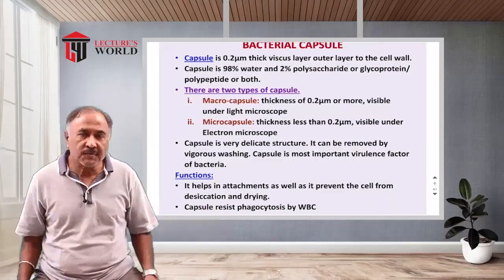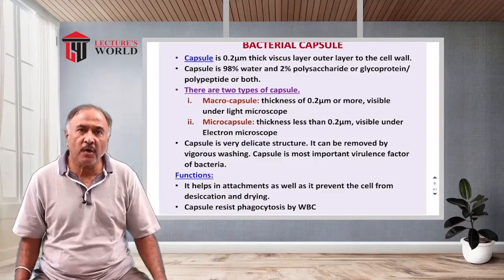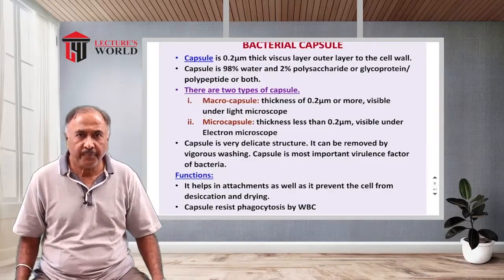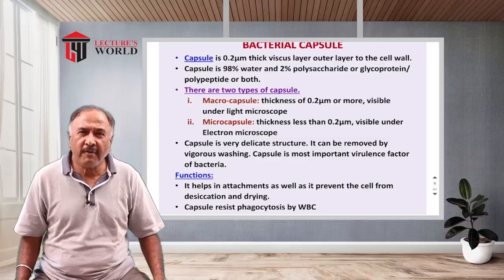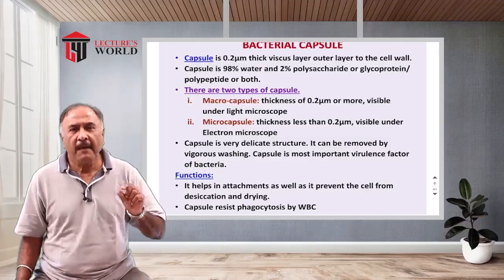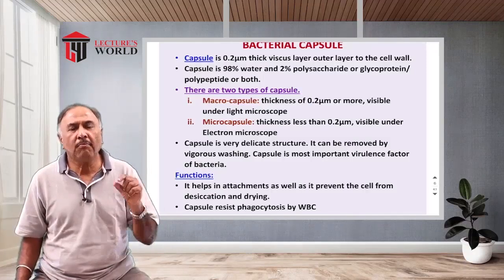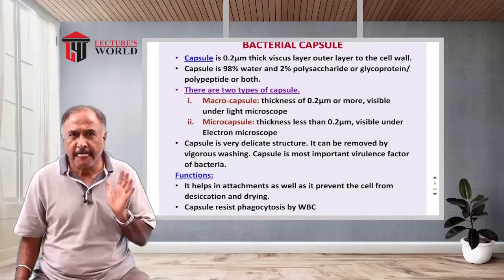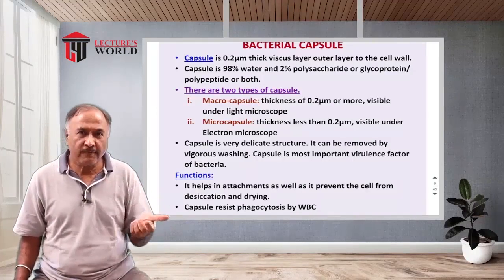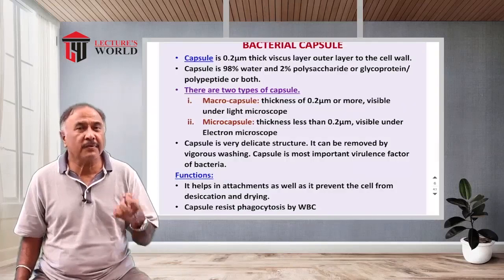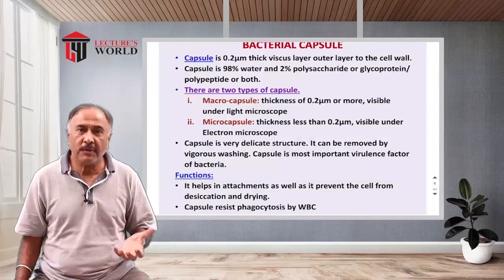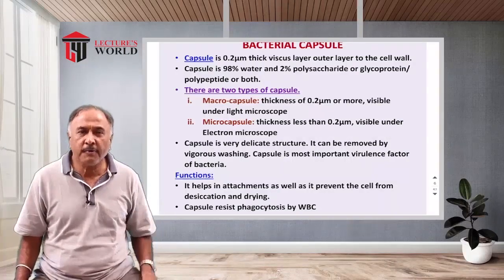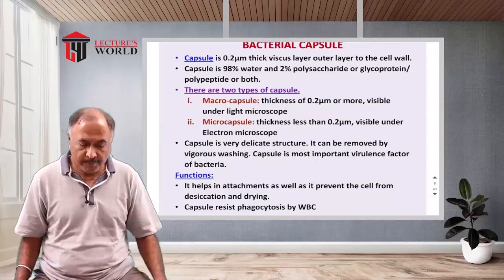And this makes the capsule slimy or sticky or gummy. These are the different words usually mentioned along with the characteristics of a capsule. The capsule is very thin, approximately 0.2 micrometers in thickness. In a few cases, where certain bacteria produce a great amount of capsule, for example Xanthomonas, this size can be up to 0.5 micrometer.